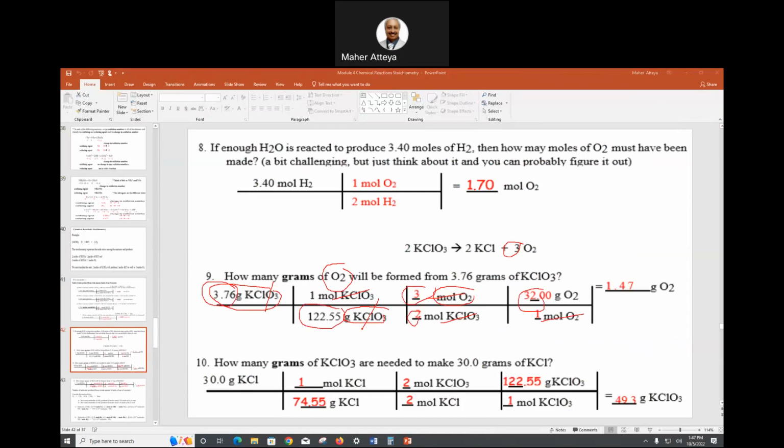answer. So we have how many steps? 4 steps. Most of the stoichiometry within a chemical reaction will always involve four steps. How many? 4 steps. So let's look at the other one.